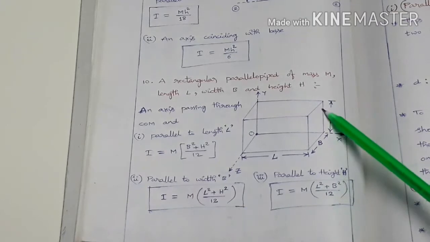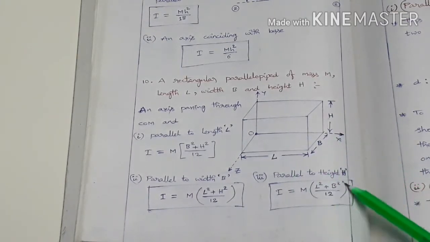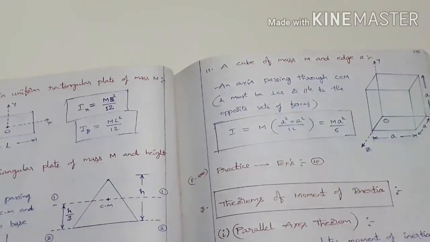Next one, parallel to height H. So height will be vanishing here, L and B. So I equal to M into L square plus B square by 12. So the last one is a cube of mass M and edge A. See, we are considering a cube here.